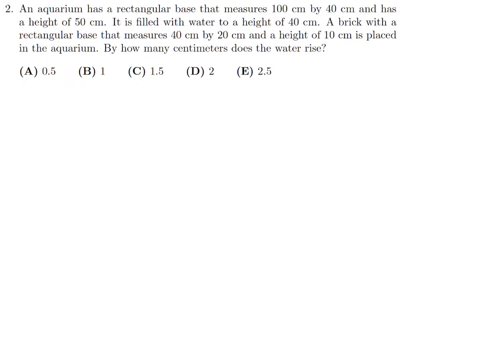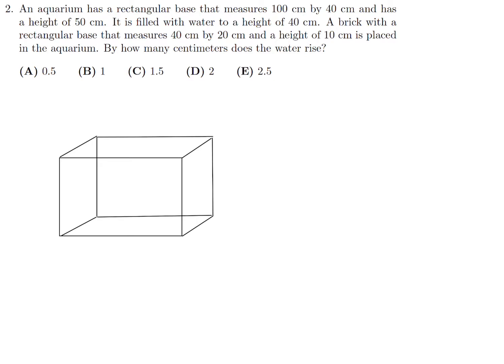An aquarium has a rectangular base that measures 100 by 40 and has a height of 50. It is filled with water to a height of 40. A brick with a rectangular base that measures 40 by 20 by 10 is placed in the aquarium. By how many centimeters does the water rise? This is a diagram representing the aquarium, and the dimensions are 100 by 40 at the base, and the height is 50, total height. And they're saying that the aquarium is filled only to a height of 40, so until about there. Okay, so keep that in mind.